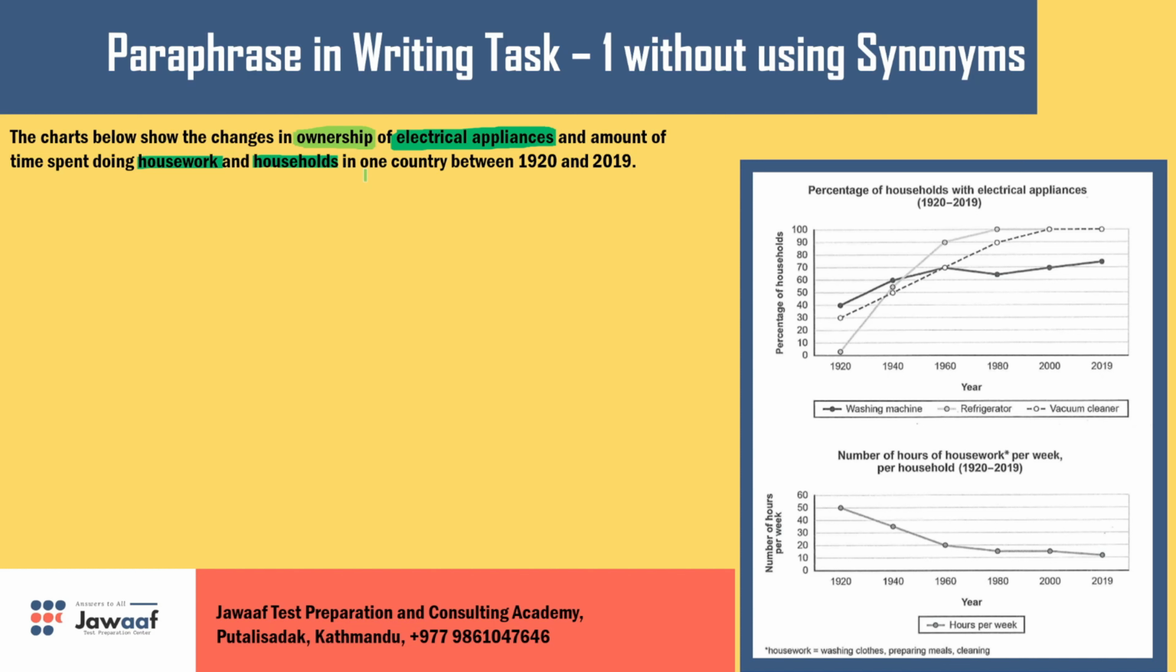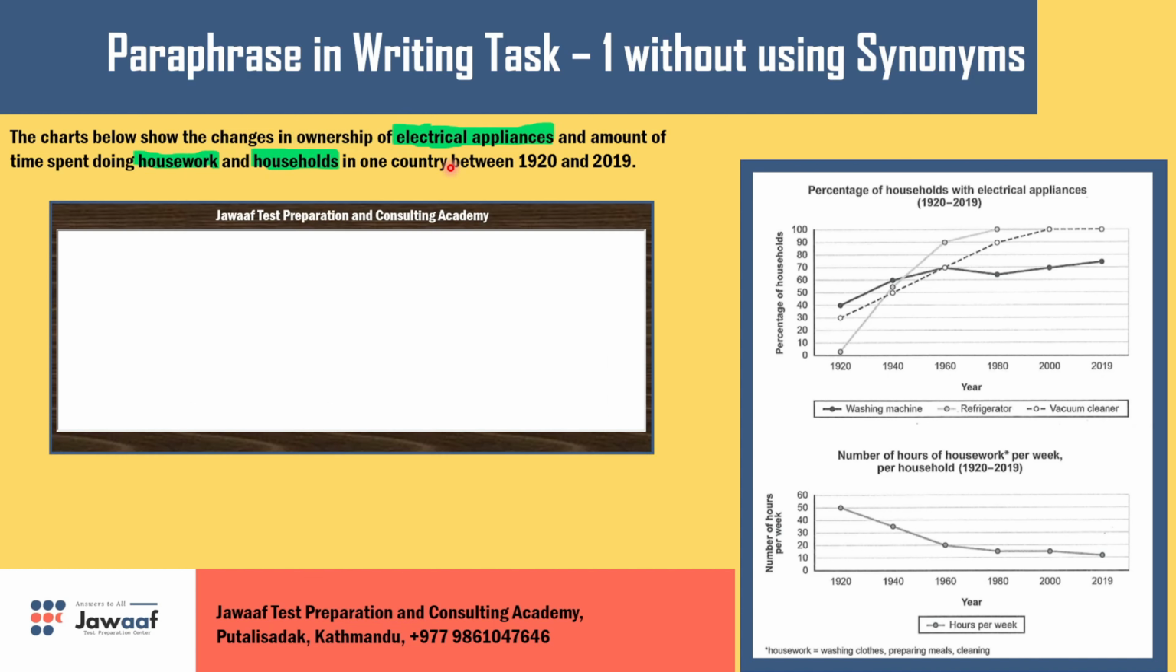Let's say the first one is a starter. Here we have a starter. The charts below show, this is the starter, and from this point here we have all our main content, and here we have place and date. Let's get our whiteboard. So it says the charts, that's why we are going to write the line graph. We are not writing this word below because we do not draw any line graph on our answer sheet. It says show, let's say present.